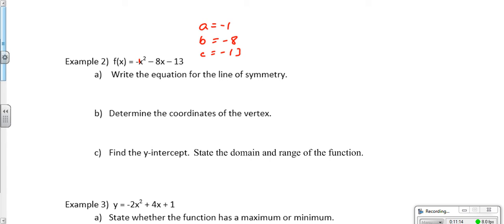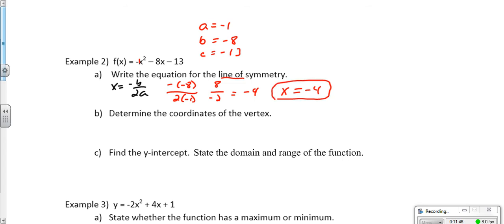We said that the equation for line of symmetry is x equals negative b over 2a. So if we plug in those numbers, then we will get negative 8 over 2 times a, which is negative 1. Negative 8 is a positive 8. 2 times negative 1 is negative 2. And we get negative 4. Now it is a line of symmetry, which means x equals negative 4. That is our line of symmetry.